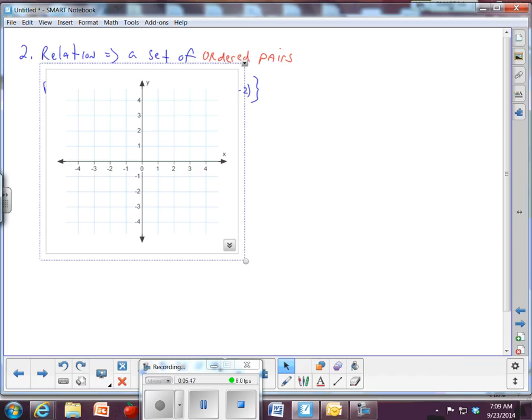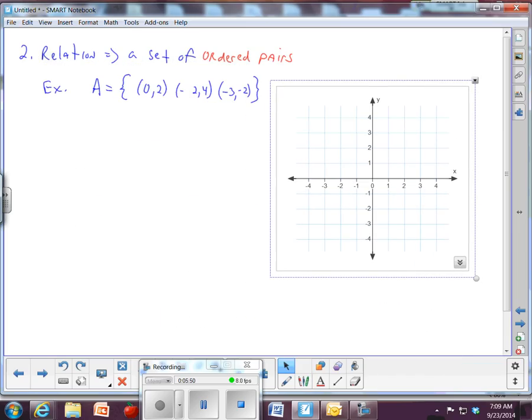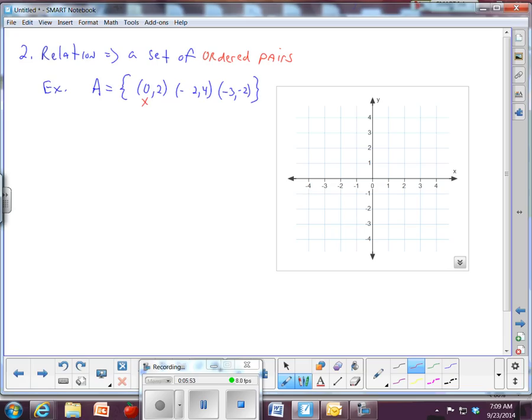Of course, you can graph this relation in a Cartesian plane by simply plotting the points, right? Remember, each first coordinate is the x coordinate, and each second coordinate is the y coordinate. So that first point has an x coordinate of 0, y coordinate of 2, would be right there. Second point, x coordinate -2, y coordinate 4 would be right there. And the third one, x coordinate of -3, y coordinate of -2 would be right there. And that would be the graph of the relation in a Cartesian plane. We can also do mappings.